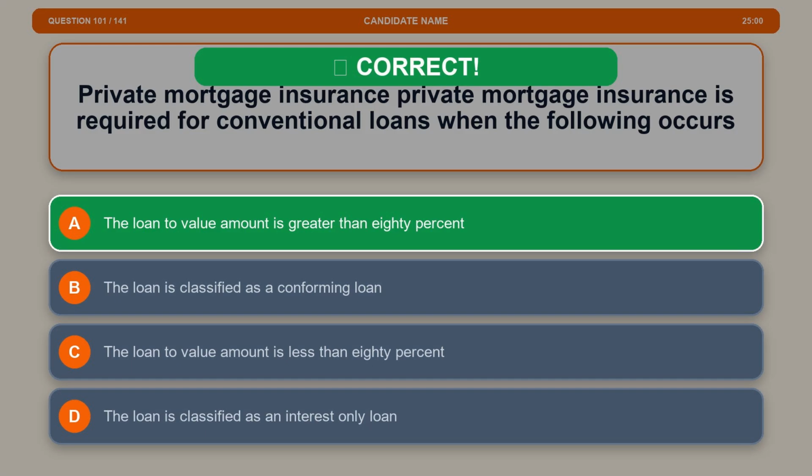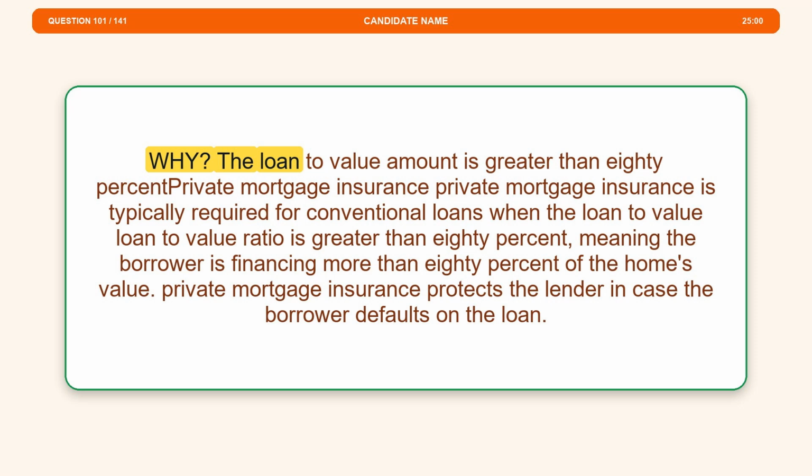The correct answer is option A. The loan-to-value amount is greater than 80%. Mortgage insurance. Private mortgage insurance is typically required for conventional loans when the loan-to-value ratio is greater than 80%, meaning the borrower is financing more than 80% of the home's value. Private mortgage insurance protects the lender in case the borrower defaults on the loan.